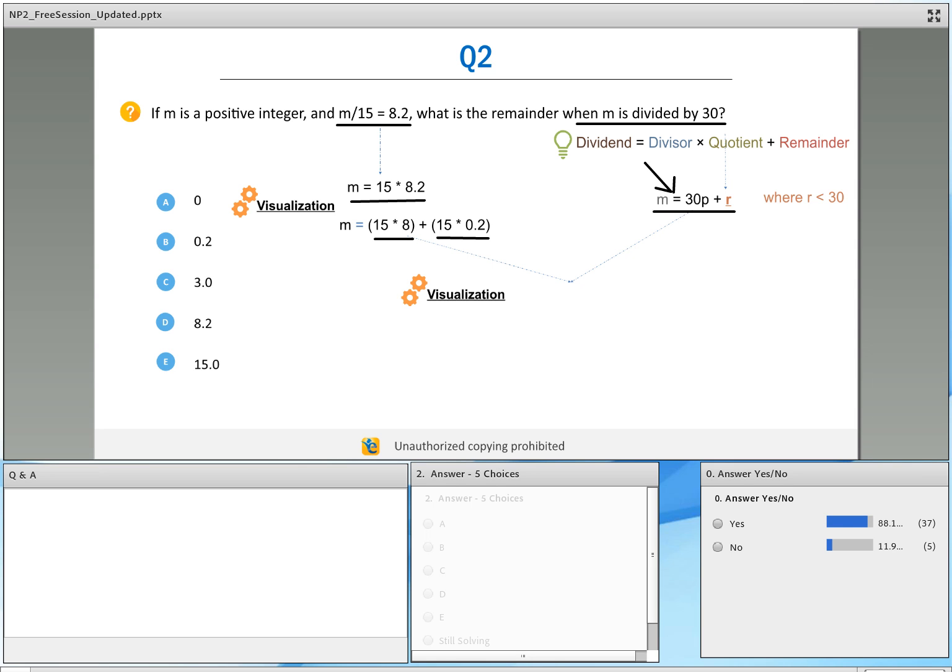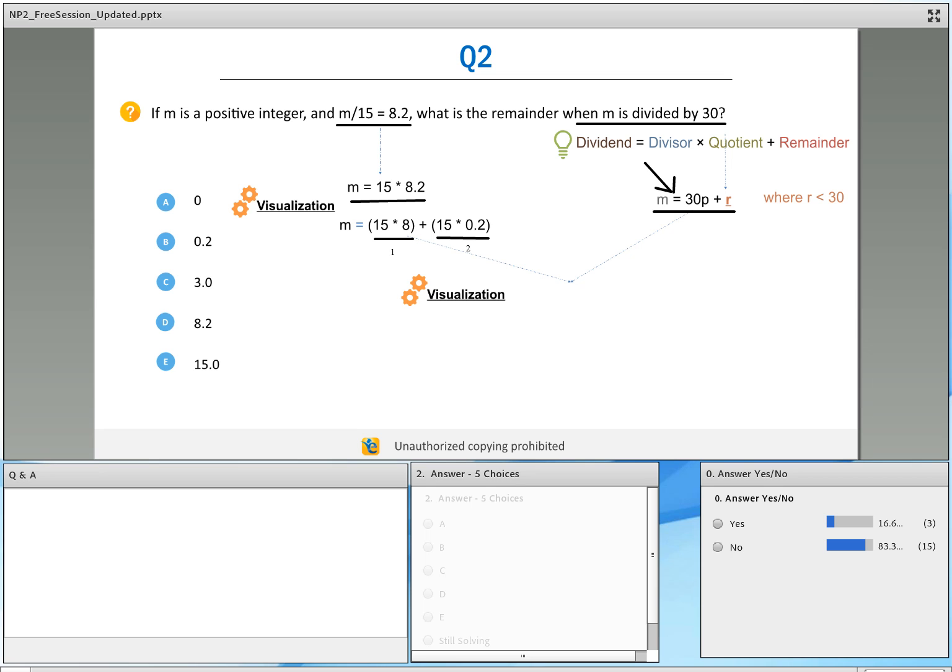Now, when we visualize this, let's call this term 1, and let's call this term 2. Okay. So now, does term 1 when divided by 30 leave any remainder? When it's divided by 30, does it leave any remainder?